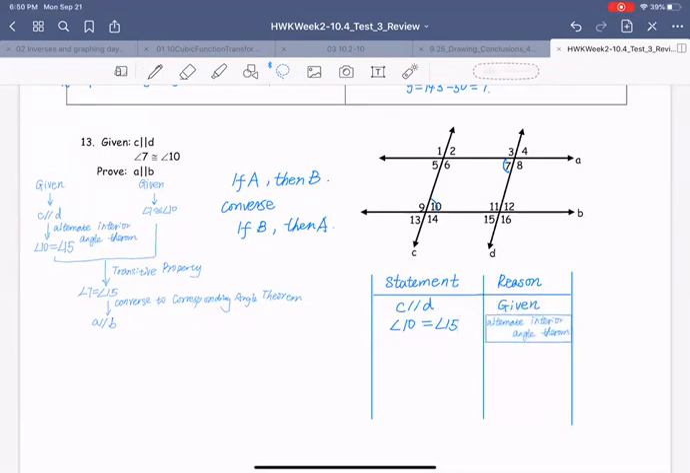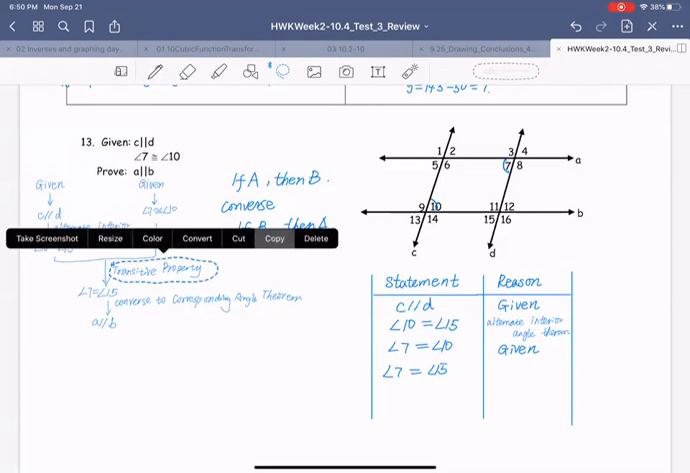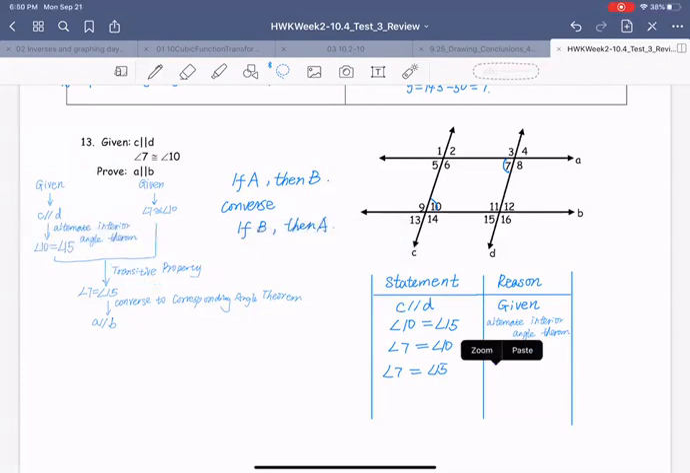That's given. Now we want to write down the other branch. Angle 7 equals angle 10, that's given. And then next, angle 7 equals angle 15 because of the transitive property. And then A is parallel to B due to the converse to the corresponding angle theorem.